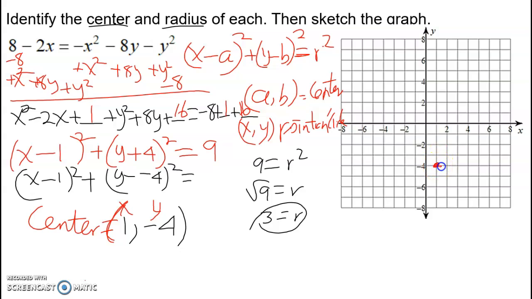It's 1, negative 4. And from here, since the radius is 3, I'm going to go right, left, up, down, 3. So 1, 2, 3, and get another point there. And then from the center, I go 1, 2, 3, and get another point there. 1, 2, 3, all 4 ways. And then connect those 4. Try as much as possible to make it look like a circle. And that's that.